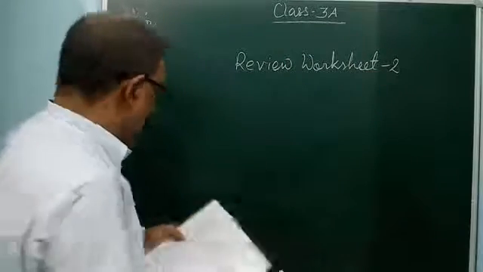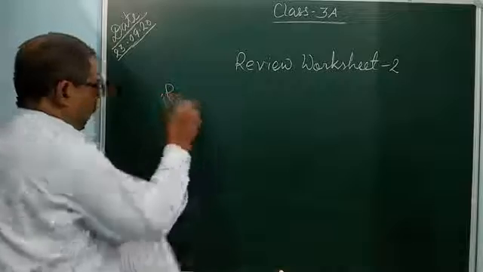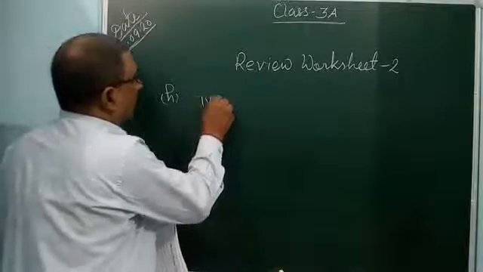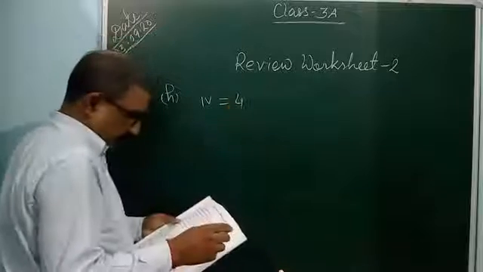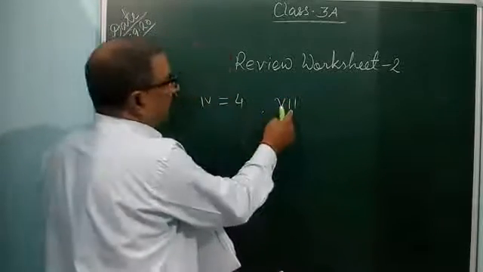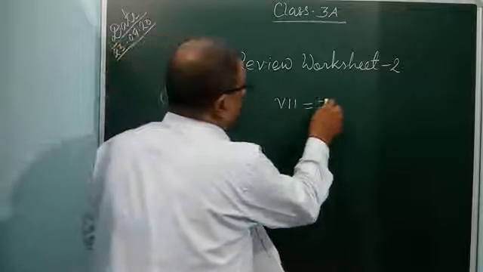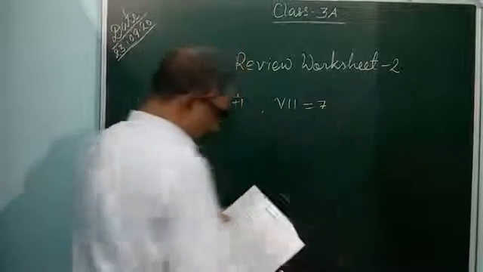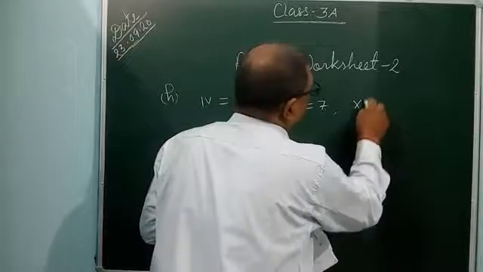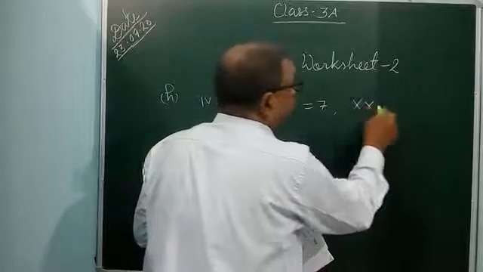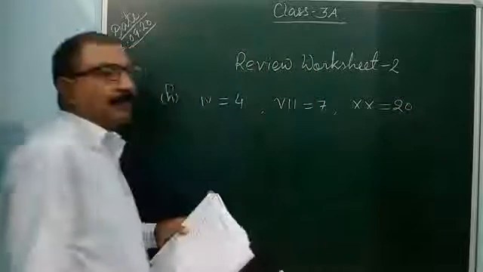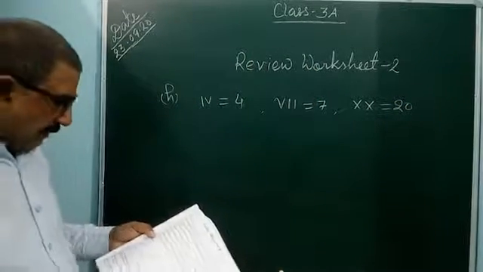Question number H, you can see Roman numerals are given. 4 it is 4, and it is 2, 5 plus 2, 7, and double X: X is 10 plus second X 10, 10 plus 10, 20. XX means 20, you can write.